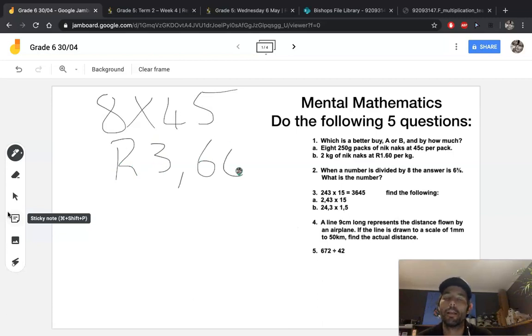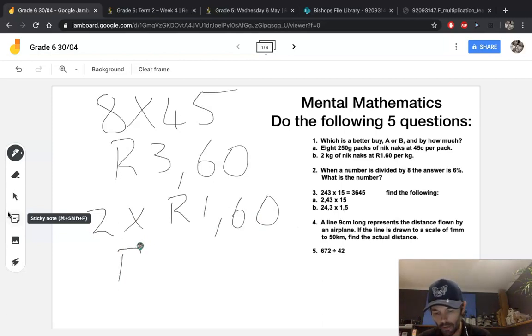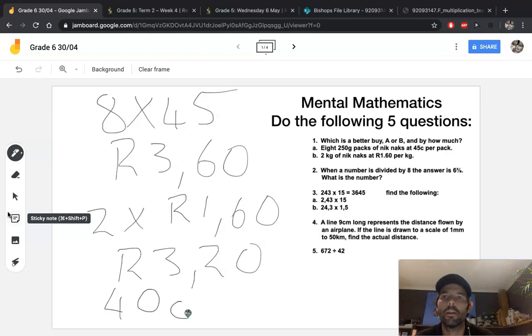Yes, you could have done doubling and halving. You could have halved 8 to 4, doubled 45 to 90. Then 4 times 90 is also 360. And then option B is 2 kilograms of knickknacks at R1.60 per kilo. So that would be 2 multiplied by R1.60, and that's going to give me R3.20. Okay, so there you can see that option B is going to be cheaper, and it's going to be cheaper by 40 cents.